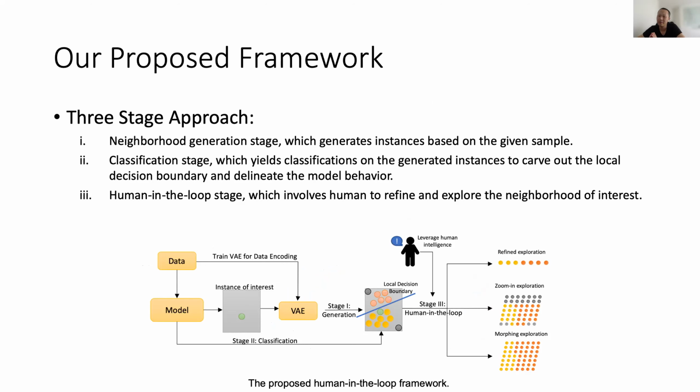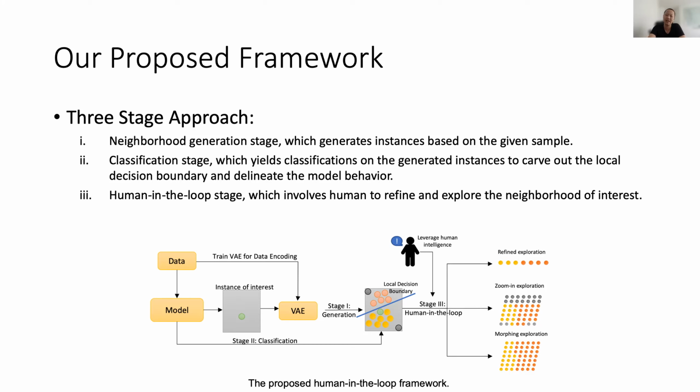In this paper, we present a three-stage human-in-the-loop XAI system, a high-level illustration of which is depicted in the figure below. For a given mispredicted point of interest, our framework tries to carve out its local decision boundary and delineates the model behavior through a neighborhood manifestation.